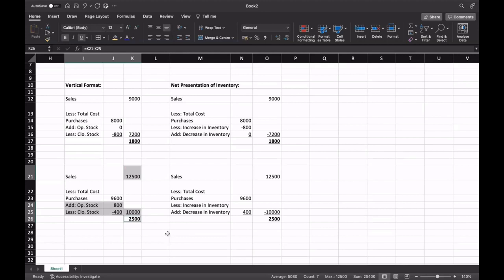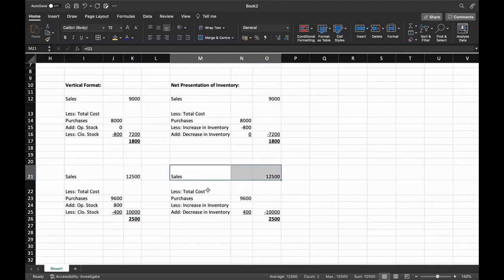The message is, if there is going to be an increase in inventory, that will reduce the total cost. If there is going to be a decrease in inventory, that will increase the total cost. So I am putting it in the abridged form here.